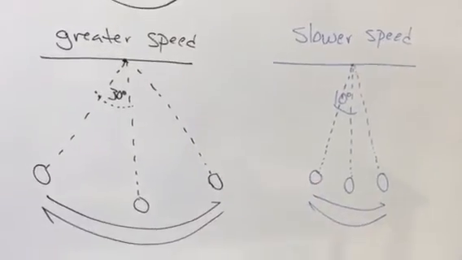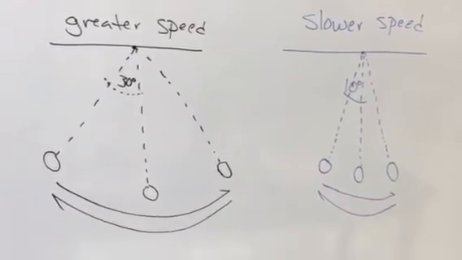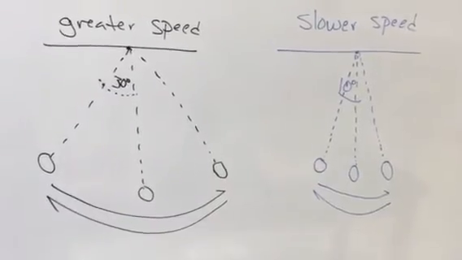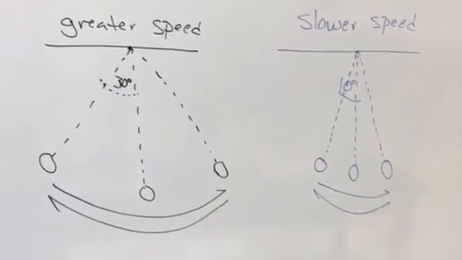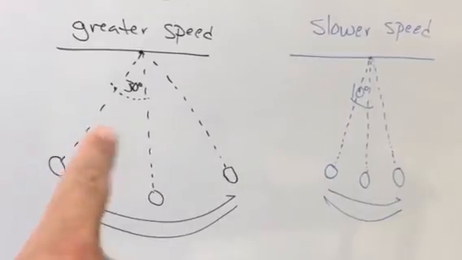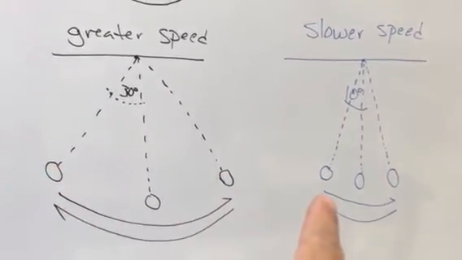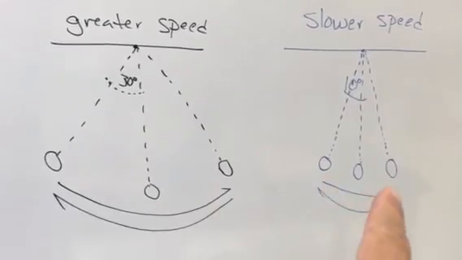So you can actually look at the rate at which these pendulums oscillate and see that the amplitude does not affect the period, because a greater amplitude is simply going to travel faster to cover the greater distance, and a smaller amplitude is going to travel at a slower speed.